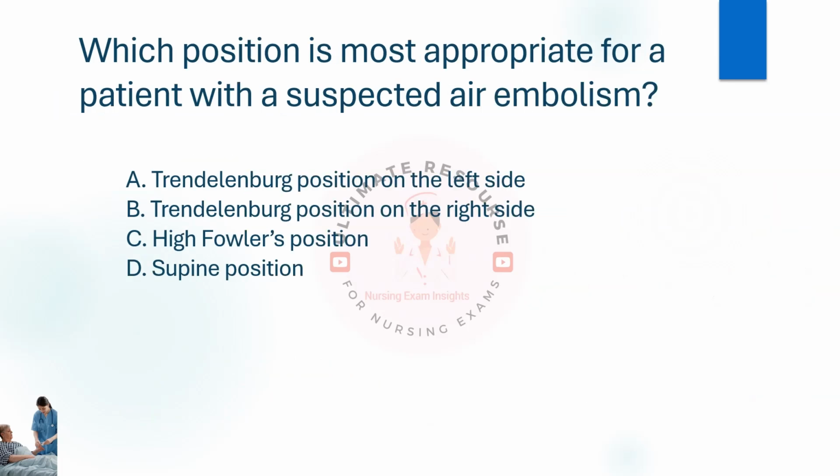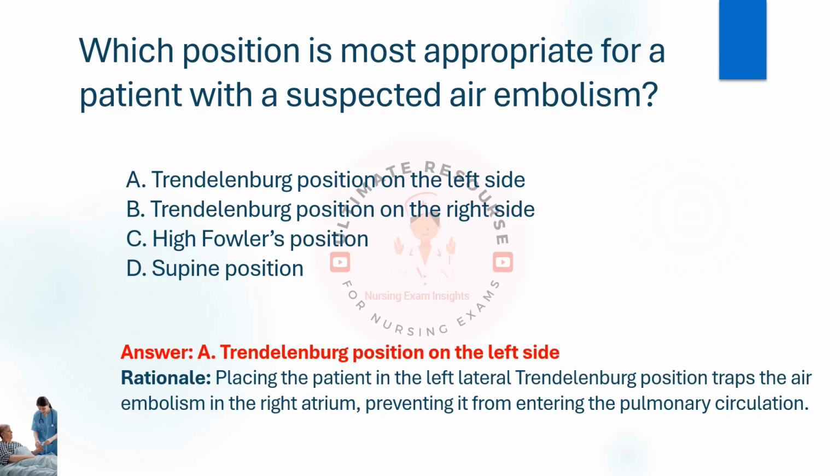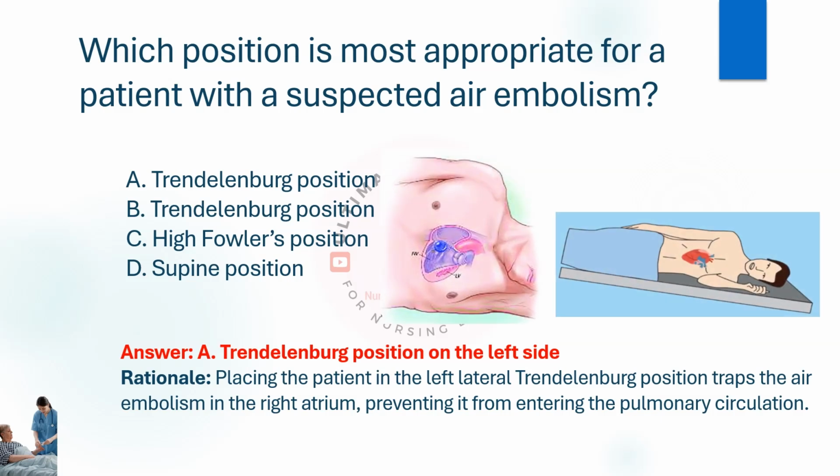Which position is most appropriate for a patient with a suspected air embolism? Options are A. Trendelenburg position on the left side. B. Trendelenburg position on the right side. C. High Fowler's position. D. Supine position. Answer is A. Trendelenburg position on the left side.